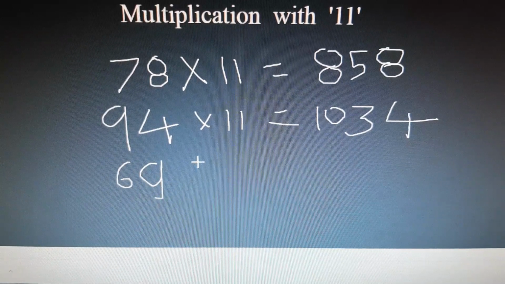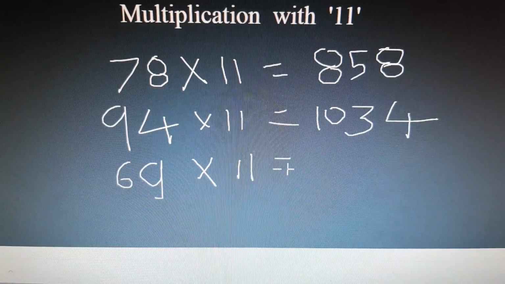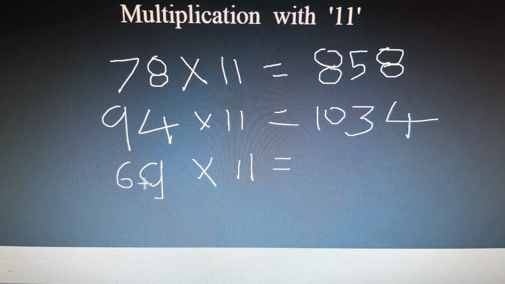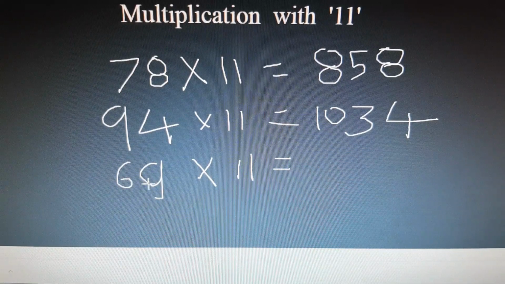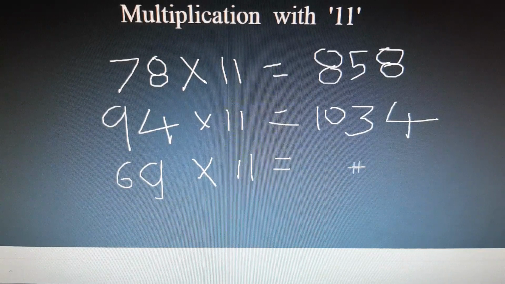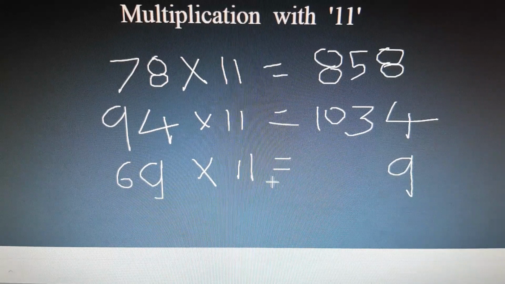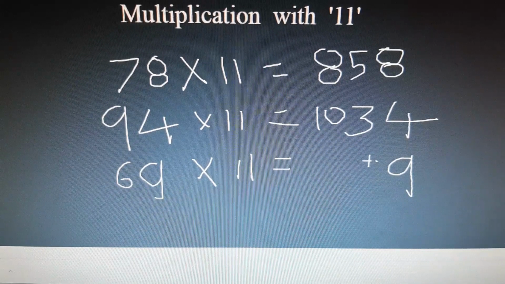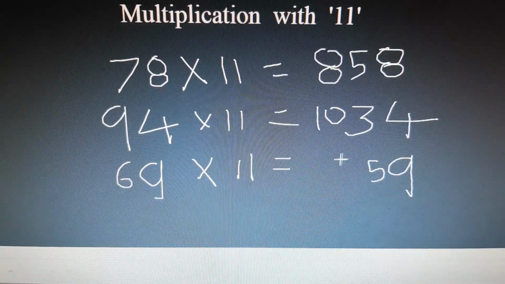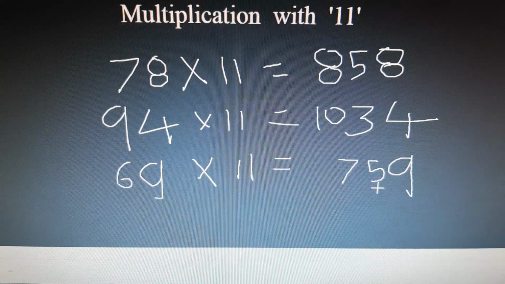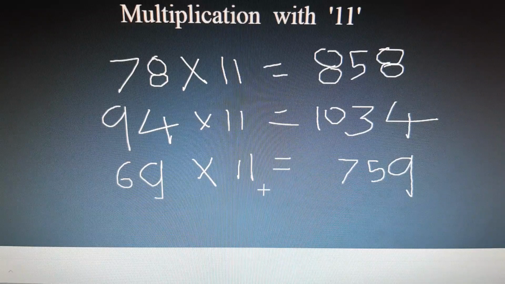Another. 69 multiply by 11. So 9 plus 6 is, who will tell me? 9 plus 6 is 15. So first of all you have to write down 9. 9 plus 6 is 15, figure 5, and carry forward number you have to add in 6. So 7, 5, 9 is the answer of the 69 multiply by 11.